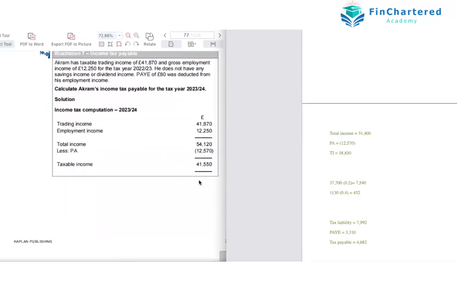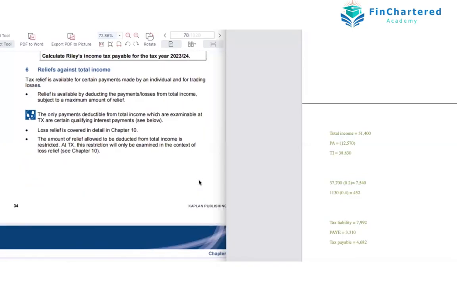Then what did we look at? We looked at reliefs. Reliefs are basically certain amounts that you can deduct from your total income, right? The government is basically comforting you. This relief you can get when you're giving charity, when you are borrowing from the bank and paying interest. But remember that has to qualify.